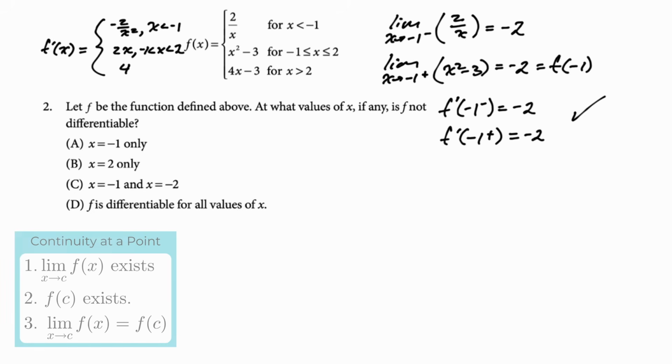All right, so now we're going to have to consider x equals 2. If we approach 2 from the left, the function is going to be x squared minus 3.